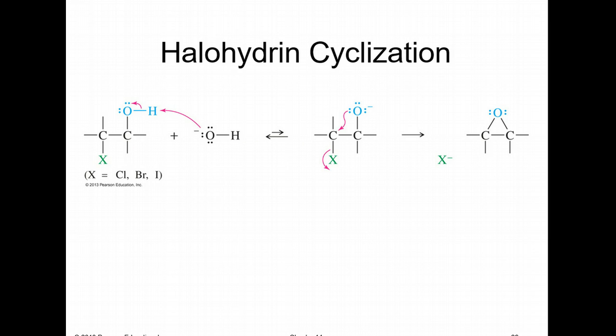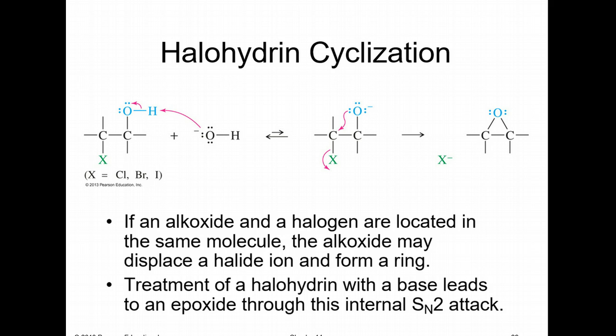This is an intramolecular SN2 reaction. Intramolecular meaning the same molecule, SN2. You can see right here that your O minus closes up onto itself, making a ring, a three-membered ring, in this case an epoxide, and kicking out your halogen.